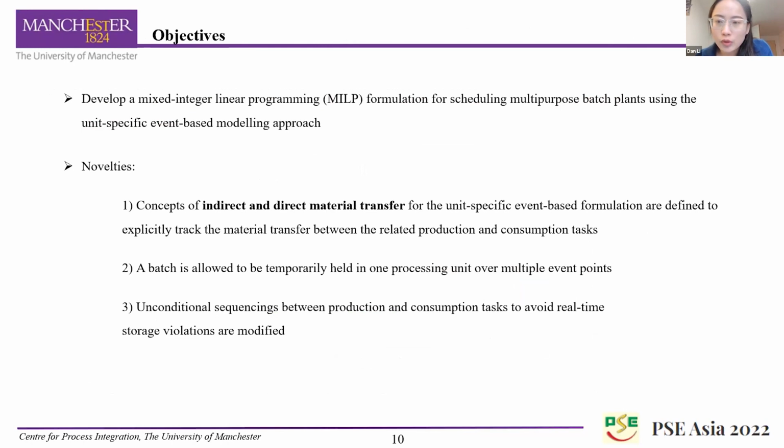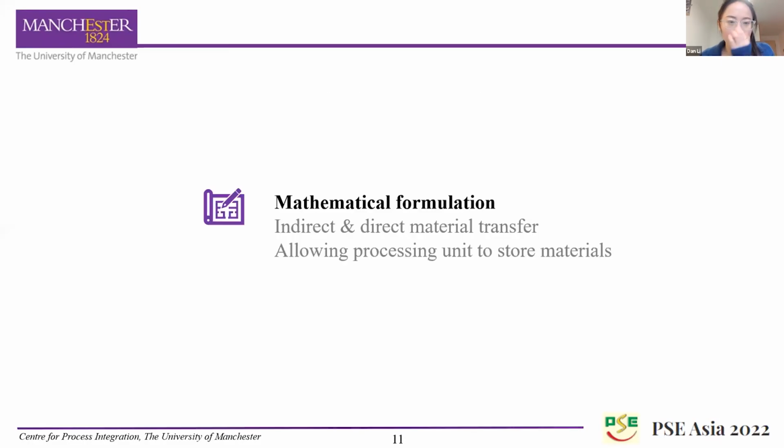So in this work, we aim to develop a MILP formulation for scheduling multipurpose batch plants using the unit-specific event-based modeling approach. There are three novelties of the work. The concepts of indirect and direct material transfer are defined for the unit-specific event-based formulation. A batch is allowed to be temporarily held in the processing unit over multiple event points, and unconditional syncing between production and consumption tasks to avoid real-time storage violation is modified. Next, I will introduce the mathematical formulation we have developed.